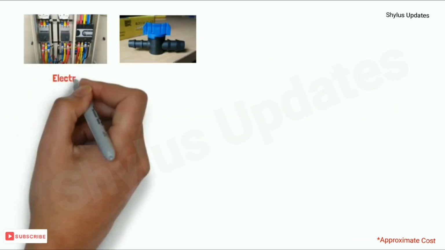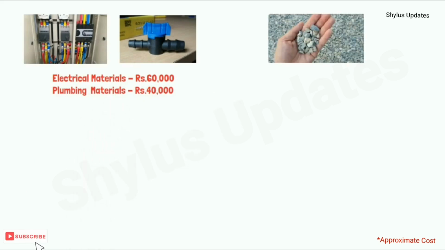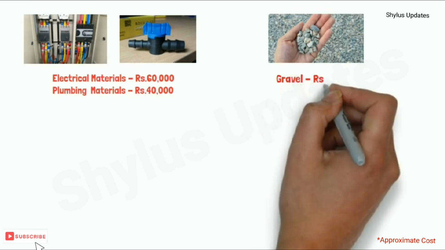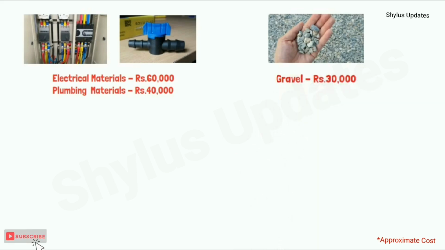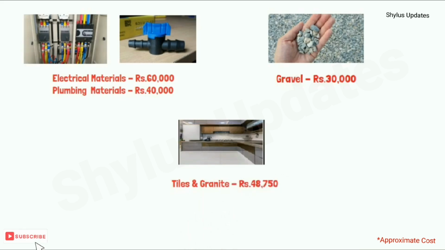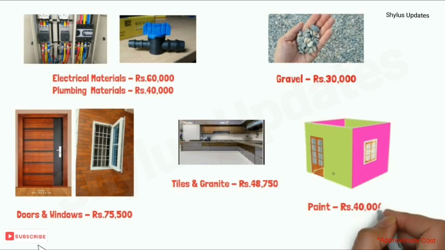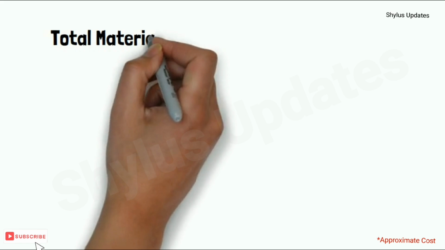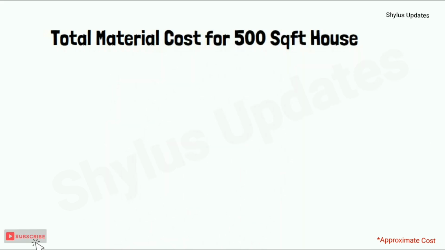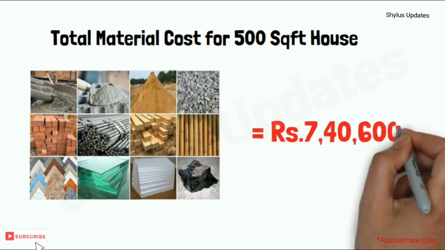Electrical materials rupees 60,000. Plumbing materials rupees 40,000. Gravel rupees 30,000. Tiles and granite rupees 48,750. Doors and windows rupees 75,500. Paint rupees 40,000. When you add all these material costs, you will get the total material cost for 500 square feet houses rupees 7,40,600.